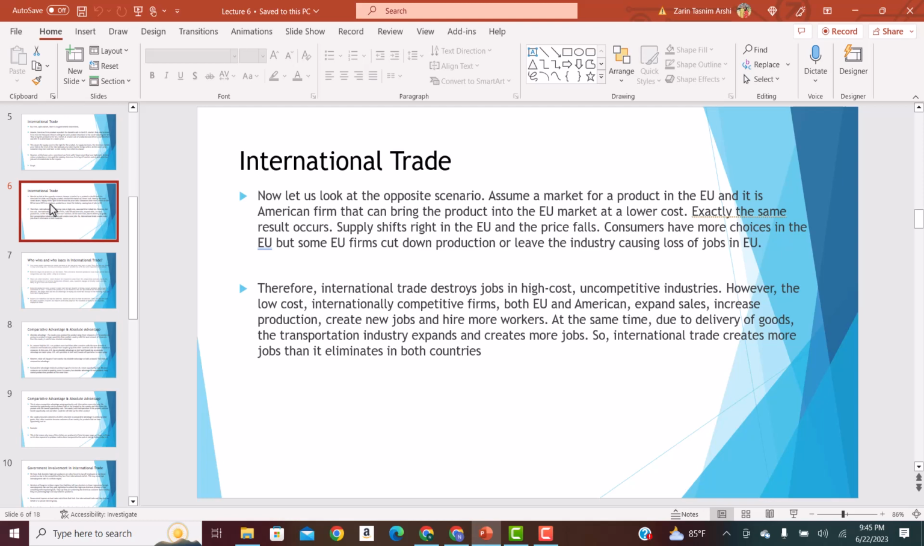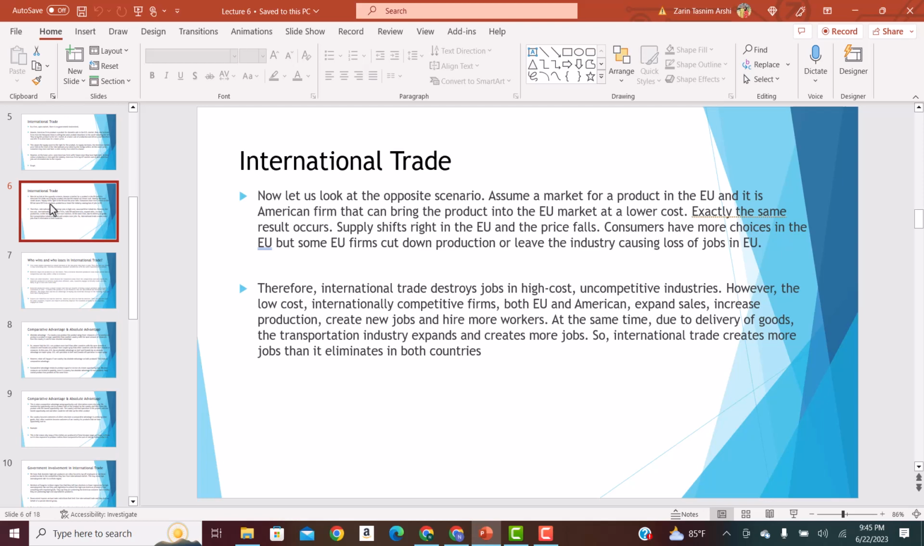So exactly the same results will happen. The supply curve of aircraft will shift to the right in the EU market, and as a result, the price of airplanes will fall. Now the buyers of airplanes will have more options at lower prices, which is good for the consumers. At the same time, firms that are highly inefficient and have high costs will be forced to shut down and will also lay off some of their European workers, which is kind of a good thing because that industry or company is inefficient or is causing inefficiency.